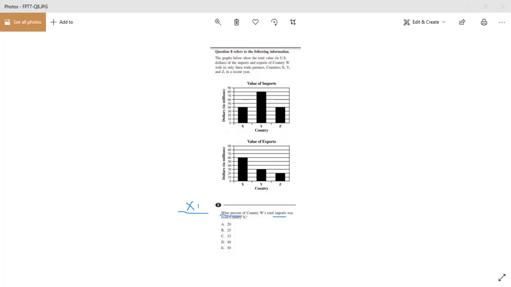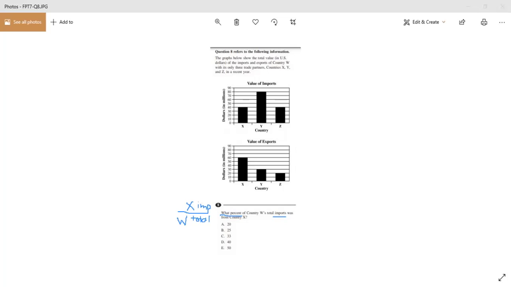So country X, and I'm just going to put IMP, which abbreviates imports here. So imports from country X is the part. The whole would be the total imports coming into country W. So I'm going to put country W here, total imports. So we have part of a whole. There are lots of imports coming into country W.